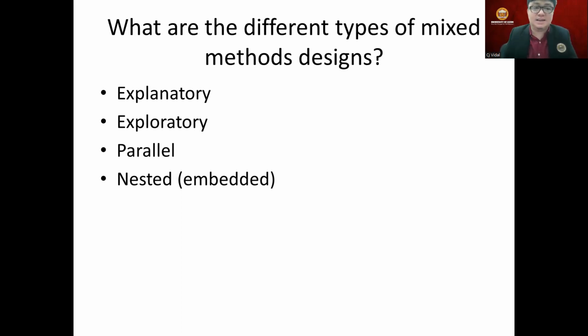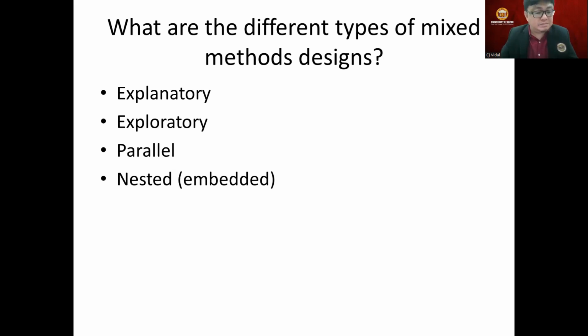Sequential. So when we talk about explanatory, it will be under the general classification of sequential research, where in this type of mixed methods design, quantitative data are collected and analyzed first. Again, quantitative data are collected and analyzed first, then qualitative data are collected and analyzed to help explain quantitative data. So the flow is from quantitative to qualitative. So that is the first type.